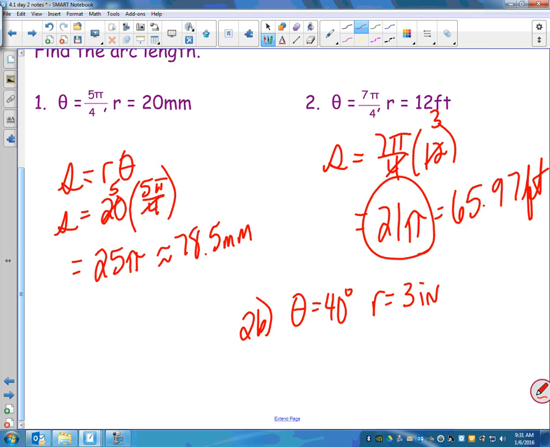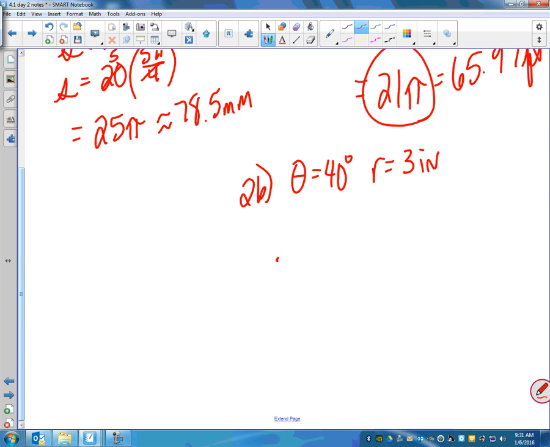So you can do it all at once. If I was doing this, I would say my theta is 40, and I'm going to convert that to radians. So I'm going to multiply by pi over 180. That becomes my theta. And then I'm just going to multiply by R again, which is 3. So just don't forget. On the test, I put a question like this. Probably over half the people always miss it because they just take R times theta and they don't change it to radians first.